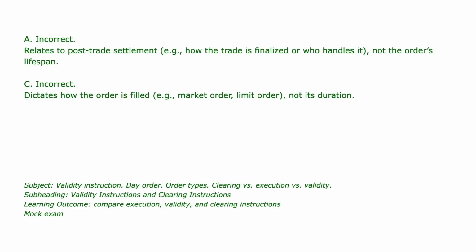An execution instruction is how to fill the order, such as a market order or limit order. A clearing instruction is how to settle the trade after it is done. Who delivers shares? Who pays money?